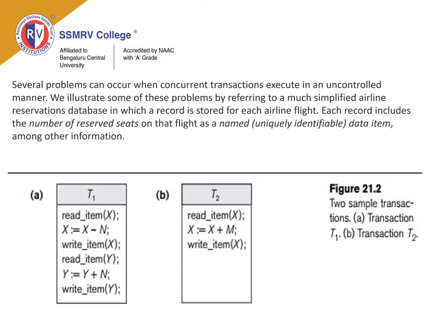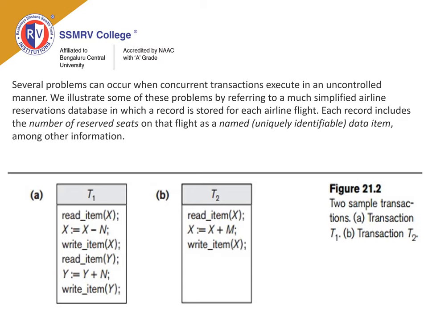Consider the figure. In this figure, we have two transactions, T1 and T2. In T1, what are we doing? Read item X. First read the variable X, subtract N from X, and write the result, that is write item of X. Then read another variable Y, add N to this variable, then write item of Y. In the second transaction, read item X, add M to X, then write item of X.